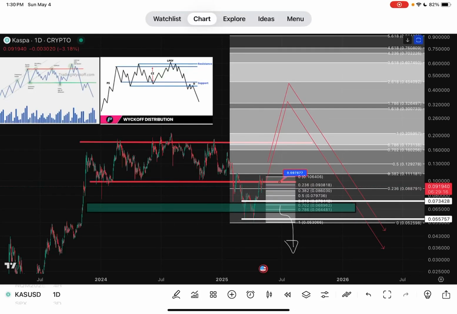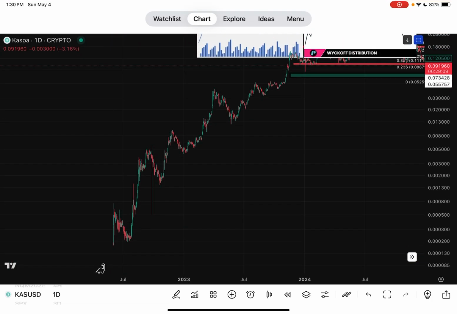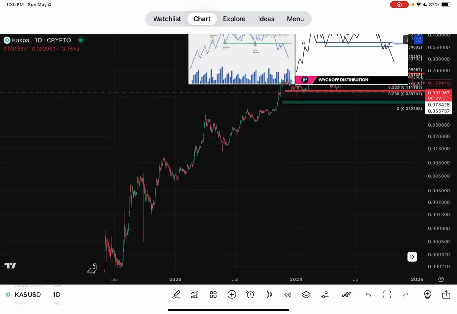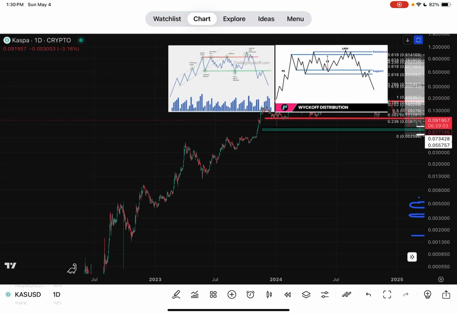In today's analysis, we're going to be taking a look at Kaspa. Now, Kaspa has gone on a huge run to the upside, front-running the rest of the altcoin market by a long shot, going all the way back to July of 2022.